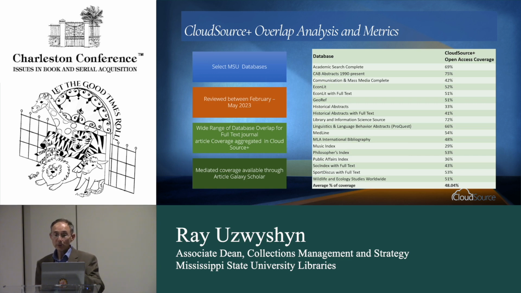This is another view of that previous slide that I showed. Again, it shows the various percentages of overlap of certain databases against the MSU databases that we own and reviewed between February and May. And again, it shows this wide range of database overlap. I found it fascinating, actually, that the average percent of coverage is 50%. So 50% of these articles exist as open access, as Maryska was saying.